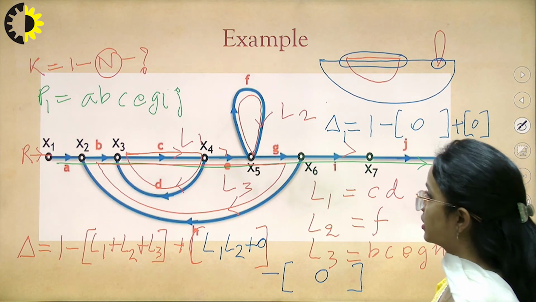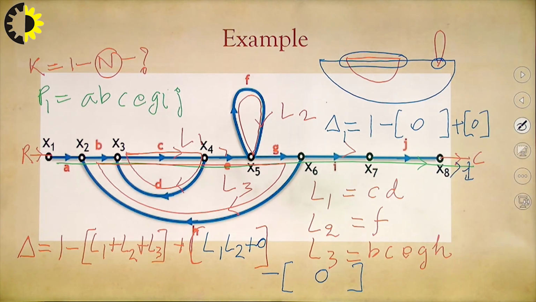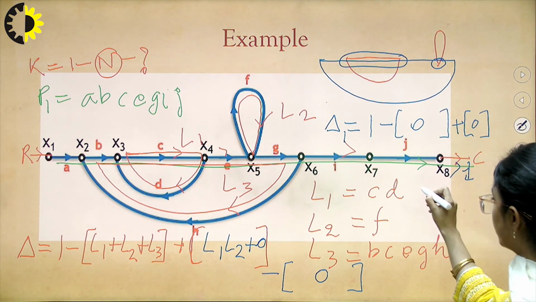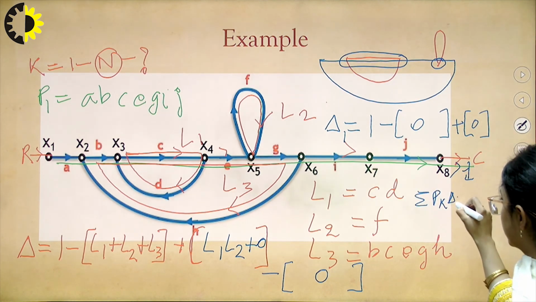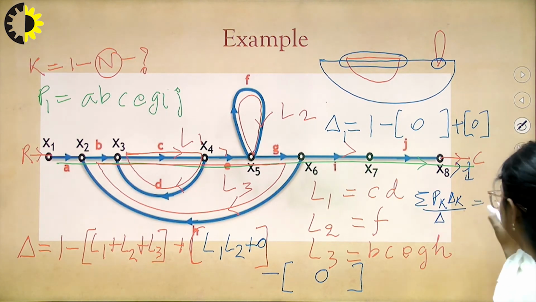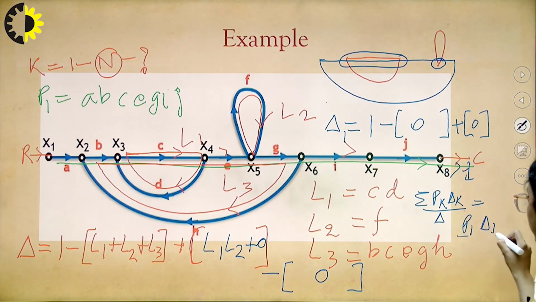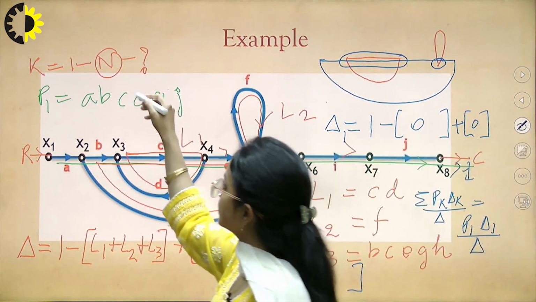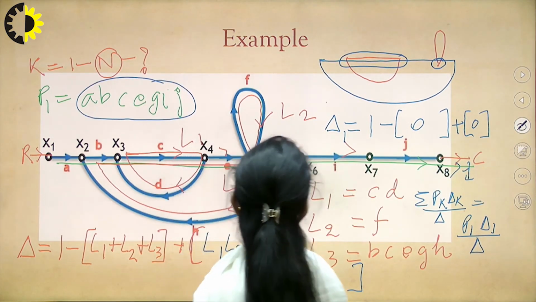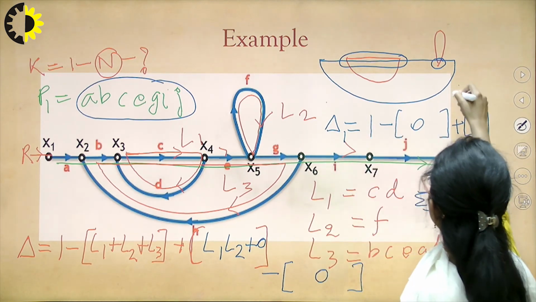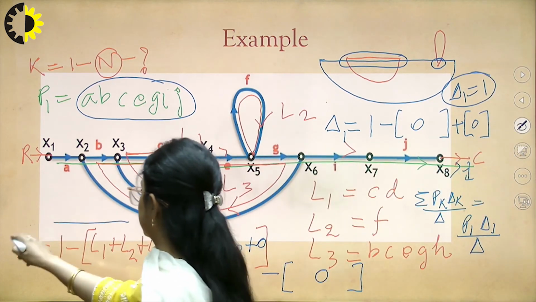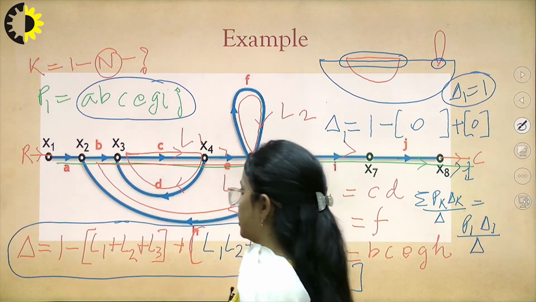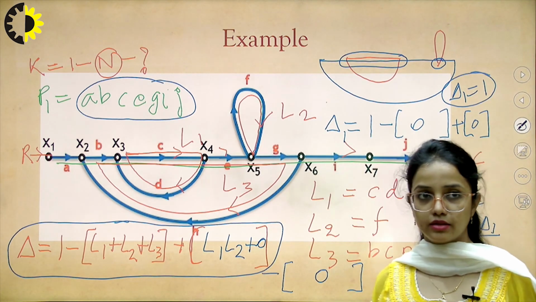So here we see that we are very good with the calculation of formula, implementation of formula. Formula is summation P k del k upon del. So here we have P1 del 1 upon del. So this P1 is this, del 1 is this, del 1 is 1, and then del is this. So we have to simply substitute these values and get the required answer.